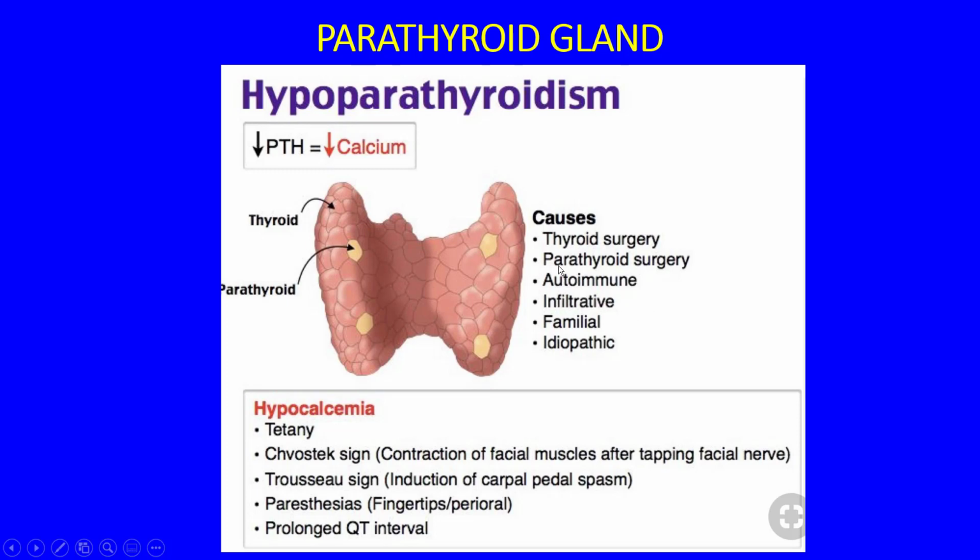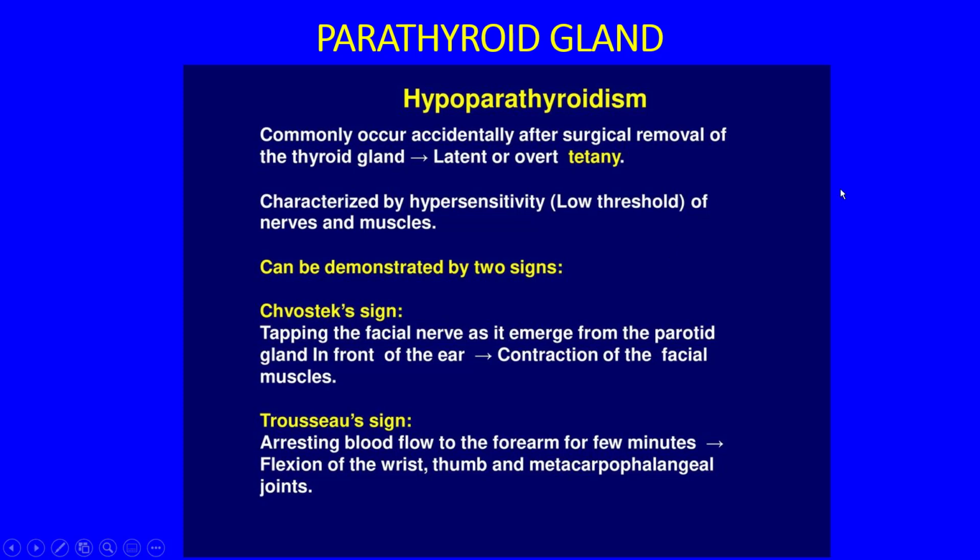Main points to keep in mind when you deal with hypocalcemia are the tetany, Chvostek's sign, Trousseau's sign, the paresthesias, and this is where they're talking about pins and needles on their fingertips, strange feelings, etc., toes, feet, hands, and also some cardiac irregularities, a prolonged QT interval. With hypoparathyroidism, it commonly will occur accidentally after surgical removal of the thyroid gland. It may be latent or overt tetany, also characterized by hypersensitivity, low threshold of the nerves and muscles.